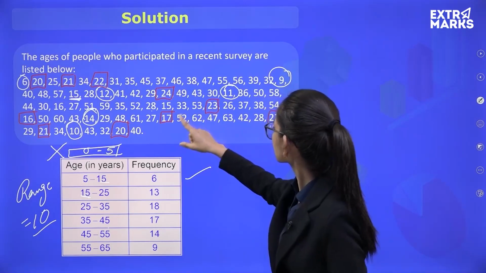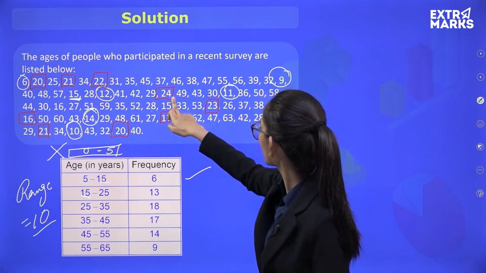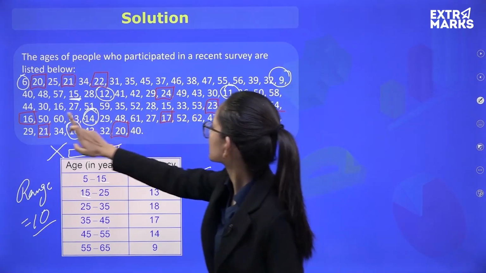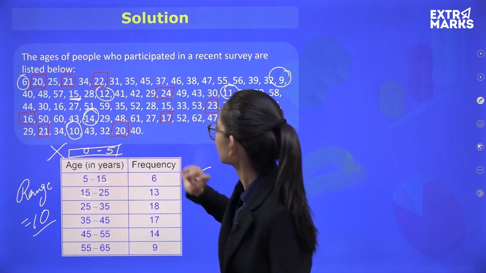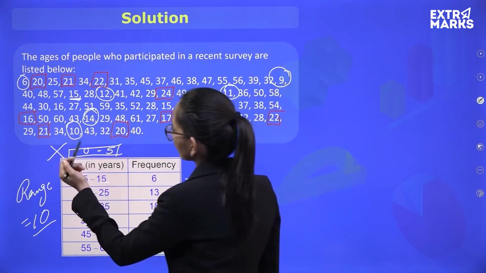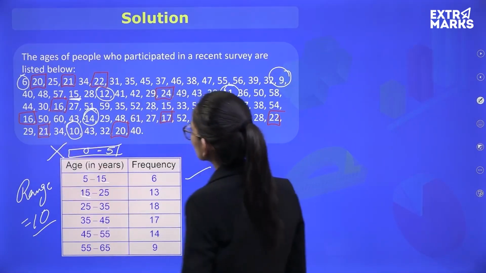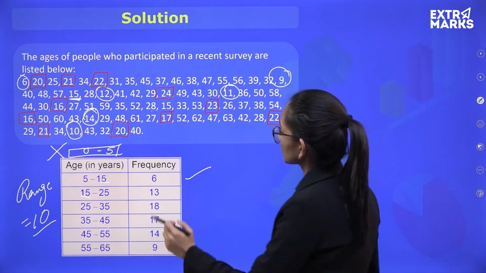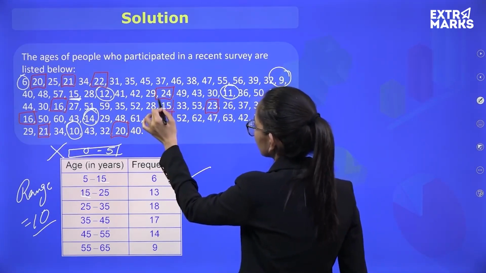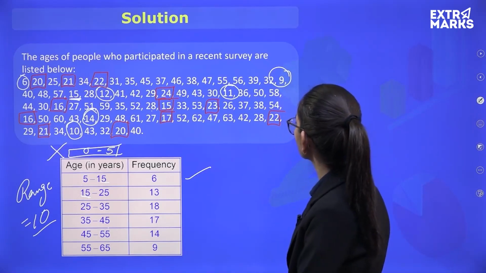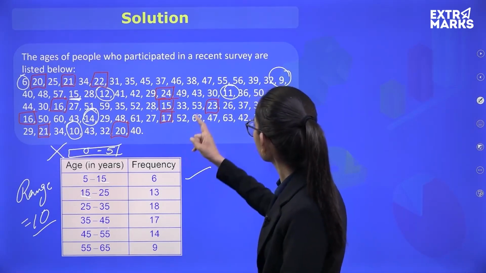Then 6, 1 second, 1, 2, 3, then in the second row we have 4, then 5, 6, 7, 8, 9, 10, but we should have 13. I think we are missing this 16, right? We are missing 2 more. Yes, no, we are missing 15. Yes, we are missing this 15. That will lie in the second age group. And we are missing 1 more, I think. Let's check it out again.